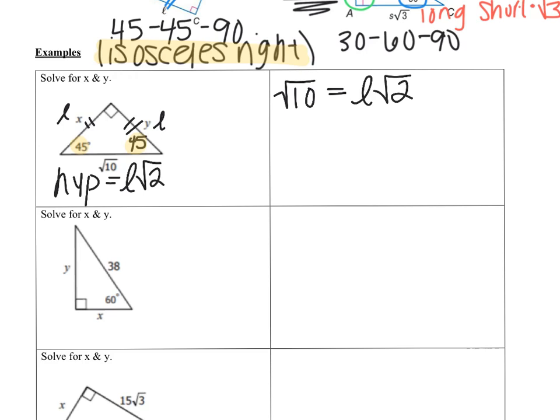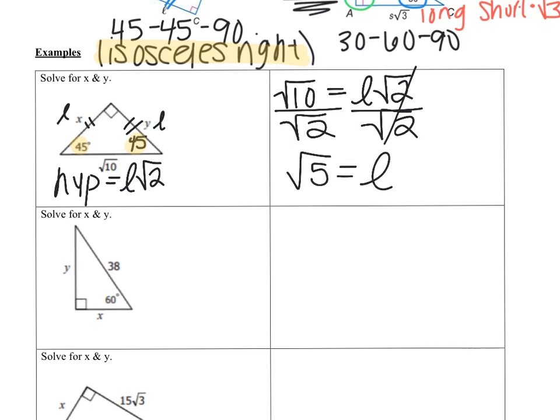Okay, so now all I have to do to figure out what x and y are is divide both sides. I'm just solving for the L. We're isolating the L like any equation. Divide by root 2. Now, you can divide a radical by a radical. So root 10 divided by root 2 is root 5, which is equal to L.